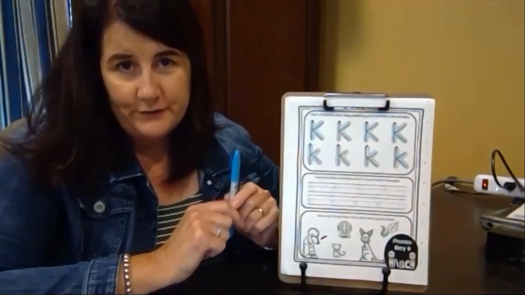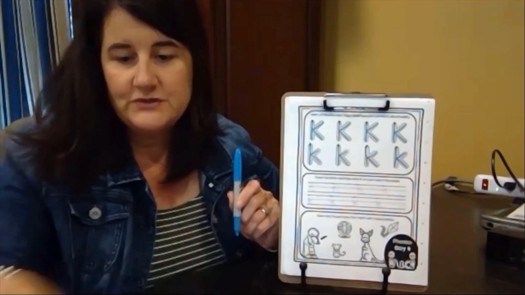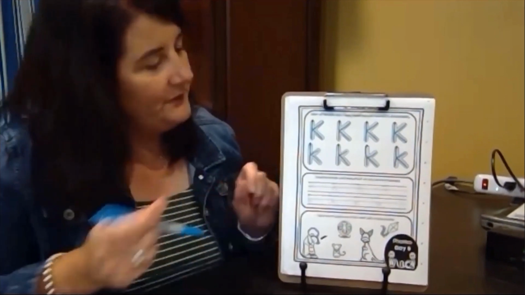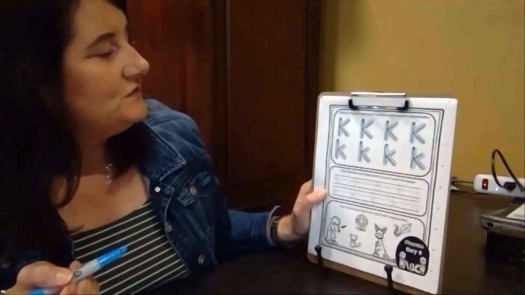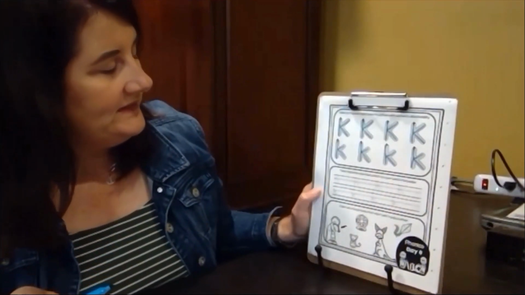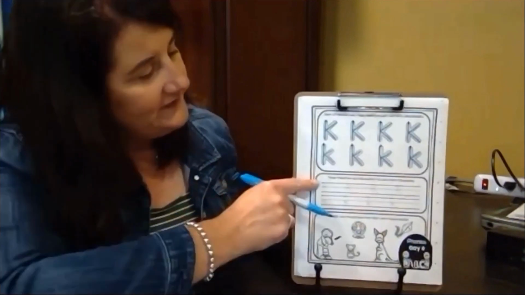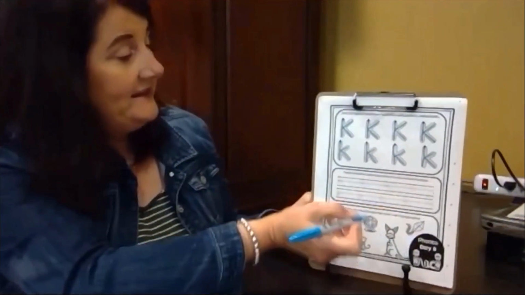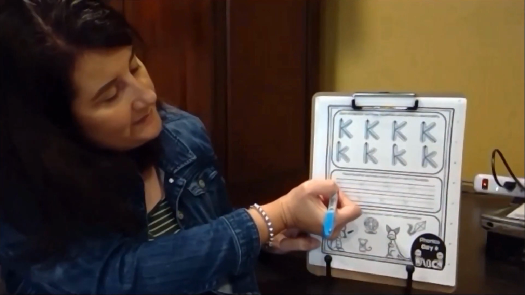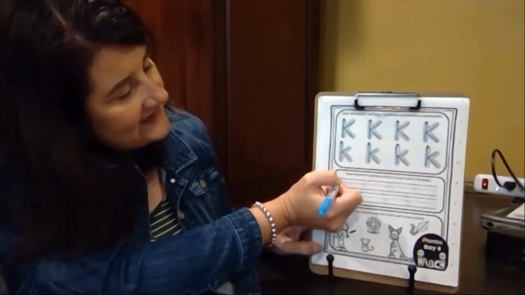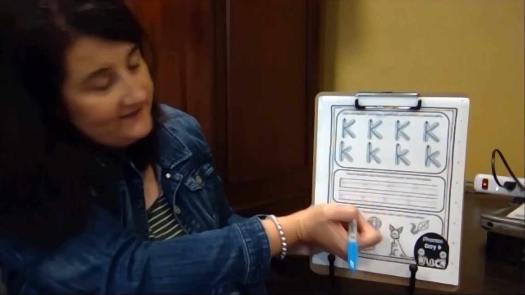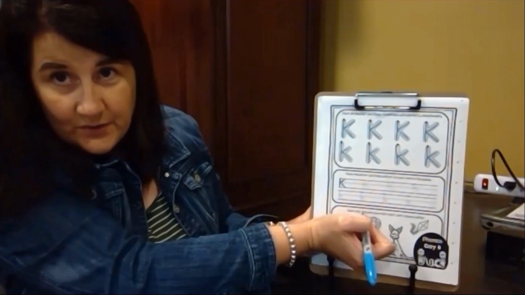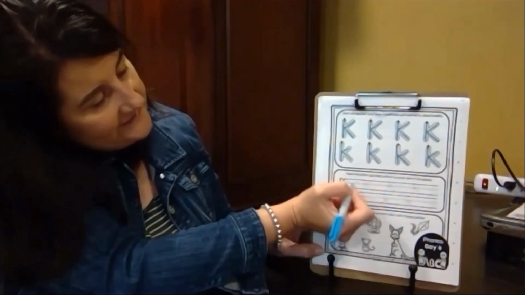Now I was using a marker so that you can see it on the computer screen, but in kindergarten we want to use a pencil for practicing our letters. Okay, so in the next section, it says trace the letter and then write it on your own in the space. So we're going to start the top row with capital K, uppercase K, and the bottom row with lowercase k. So remember, straight down, go back to the top for uppercase K, slant in, slant out, and then you get to try it on your own in that little space.